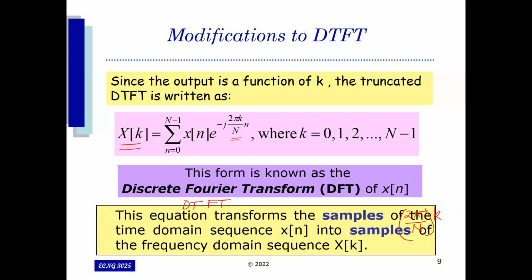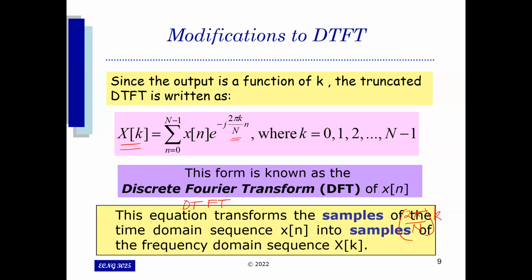Everybody seeing what we're doing? We started with the discrete time Fourier transform, which transformed samples of time into a continuous mapping in the frequency domain. We can't do that automatically. So we made some modifications, and what we have now transforms samples of time into samples of frequency.